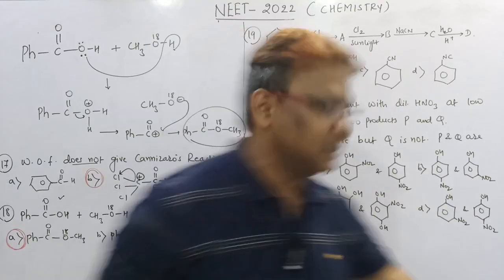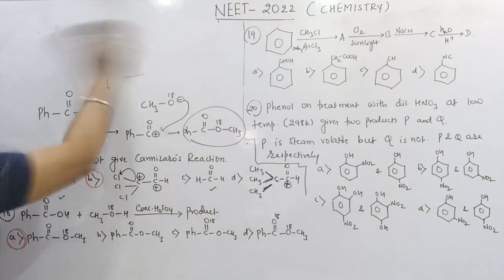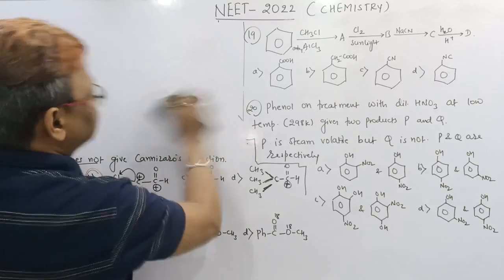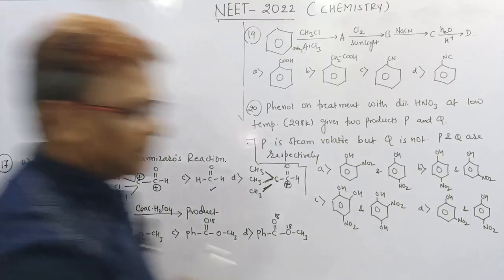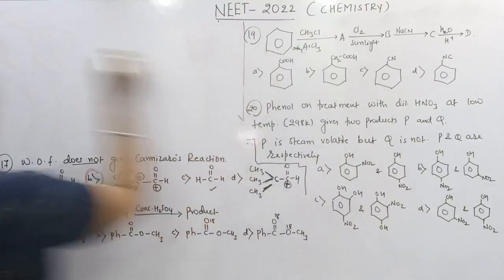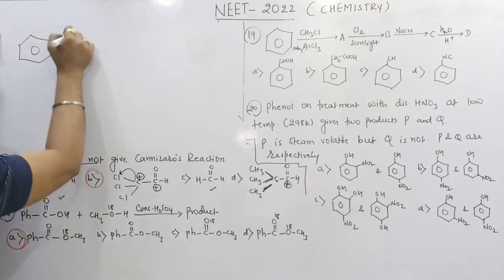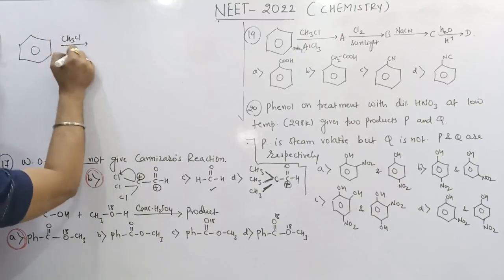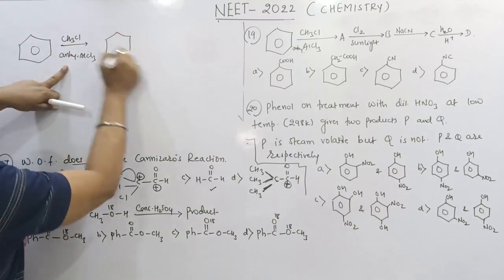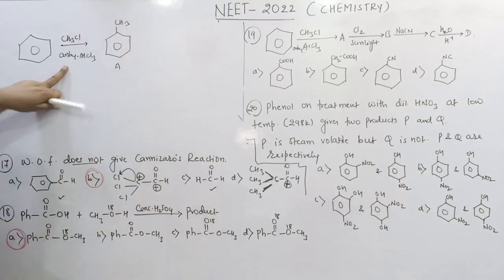See beta, 19th also in the same way. Very easy questions came. What is that? A benzene ring treated with CH3Cl in presence of anhydrous AlCl3. I think everybody knows, better, it is Friedel-Crafts alkylation. So I should say this is a benzene ring, in presence of CH3Cl and anhydrous AlCl3, which acts as a Lewis acid, and it forms the electrophile CH3 plus. What it forms is methylbenzene, that is A.